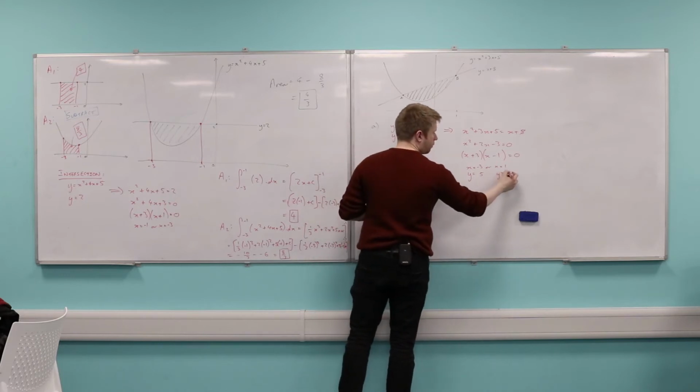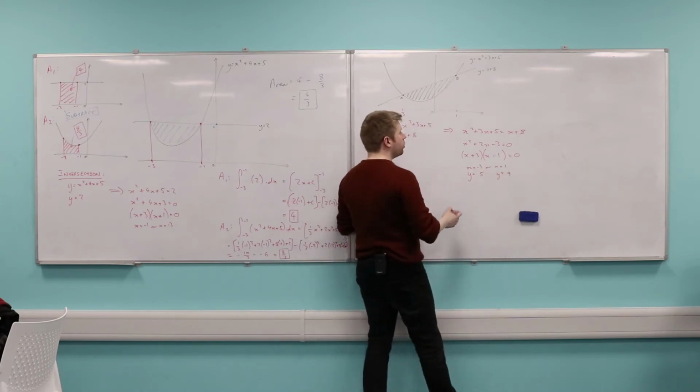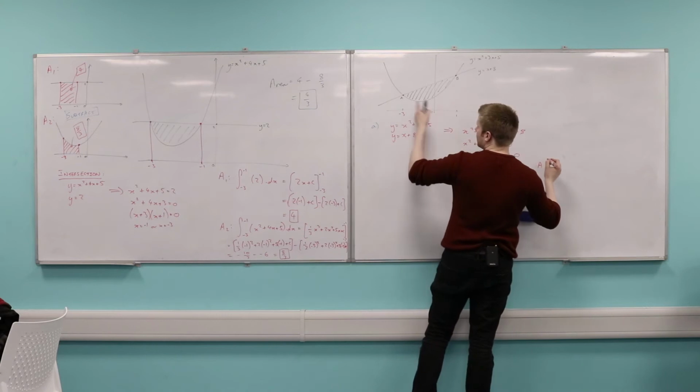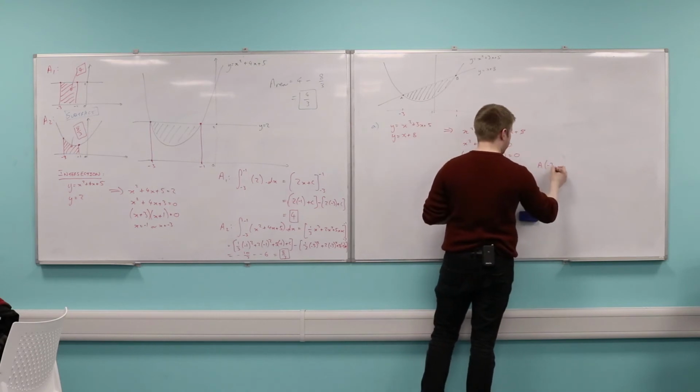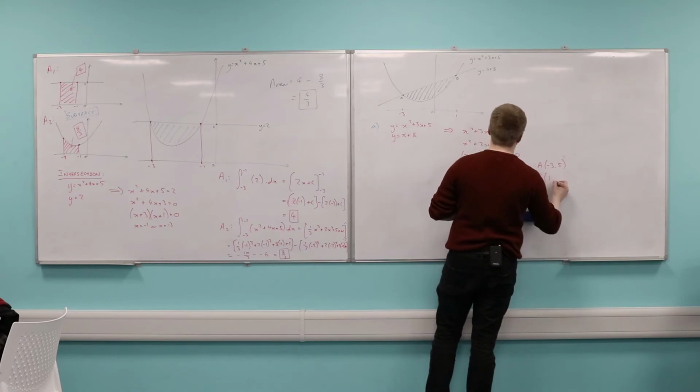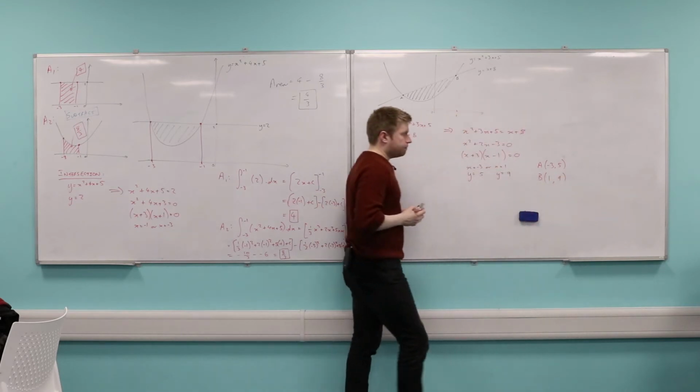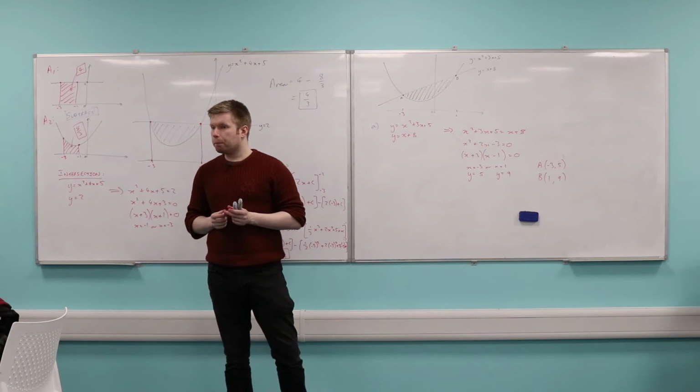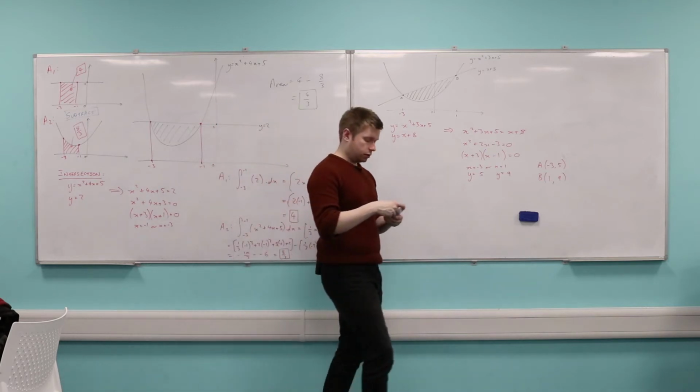9. Perfect. So therefore, I know that point A, so point A is on the left, is going to be at negative 3, 5, and point B, which is on the right, is going to be at 1 and 9. Are you happy with that? Are there any questions, Batikon?